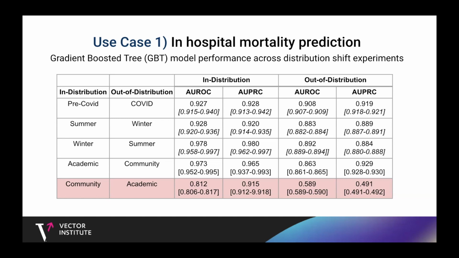So the experiments consisted of events like COVID, as I mentioned, seasonal and hospital type, and it can be seen across the in-hospital mortality prediction. It generalizes pretty well across COVID and seasons, but when you look at different hospital types, that's where you start to see, especially when it's a model that's trained on community hospitals and evaluated on academic hospitals that it's never seen before, it is subject to a loss in AUROC and AUPRC.